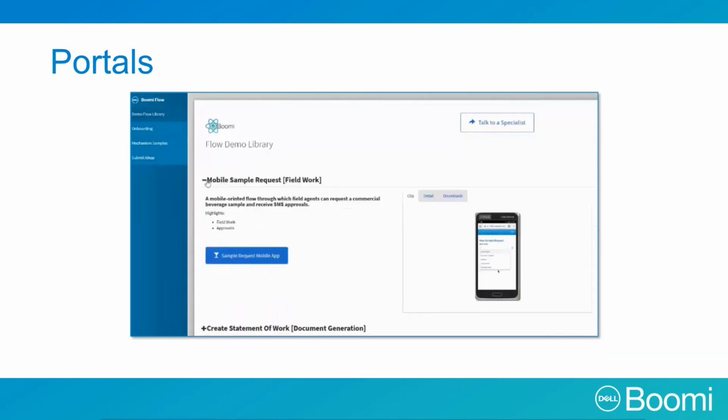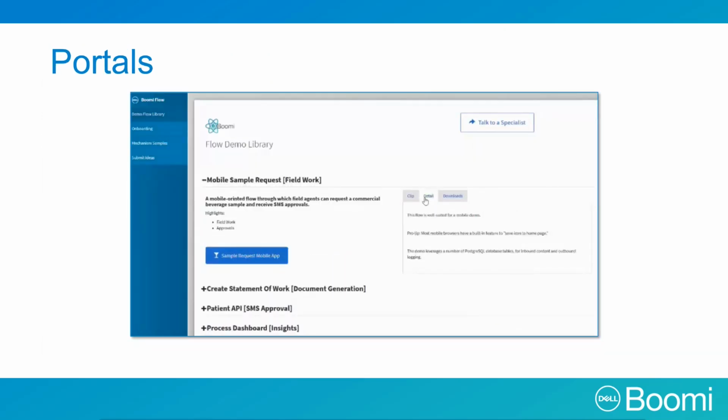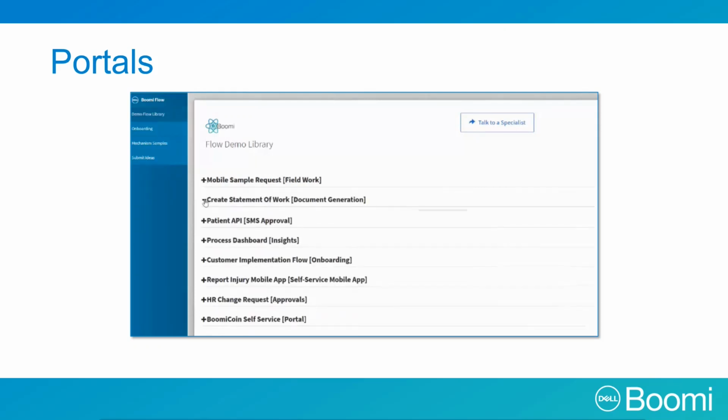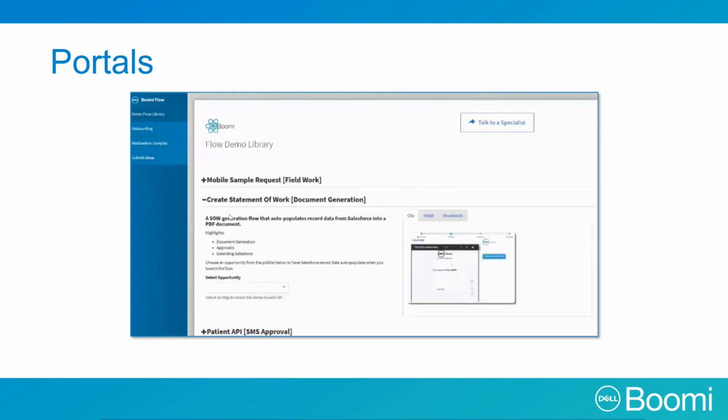Flow serves as a way to simply aggregate data and content from many systems. This simulation shows a portal built with Flow. It includes demos of Flow use cases. Feel free to access the site and check them out for yourself. The URL is boomiflow.com.